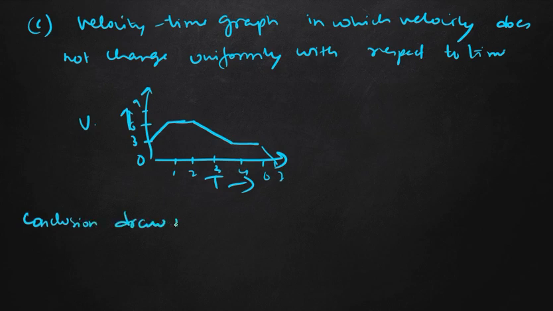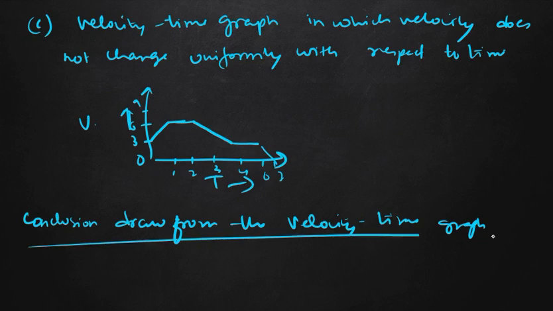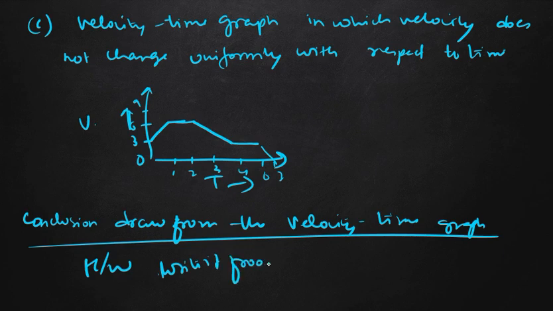Drawn from the velocity time graph. Velocity time graph. So you have to write this from the book. This part is homework, so write it from the book. You will find it on page number 42 to 43.